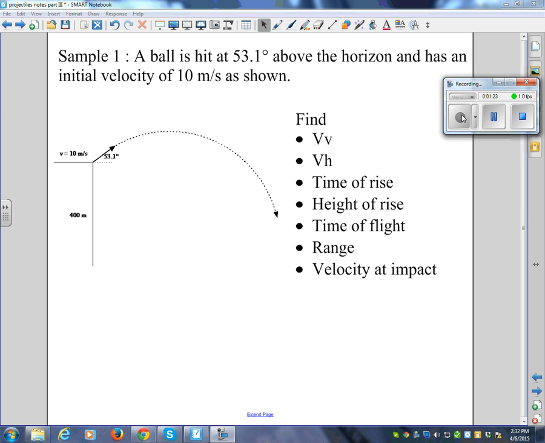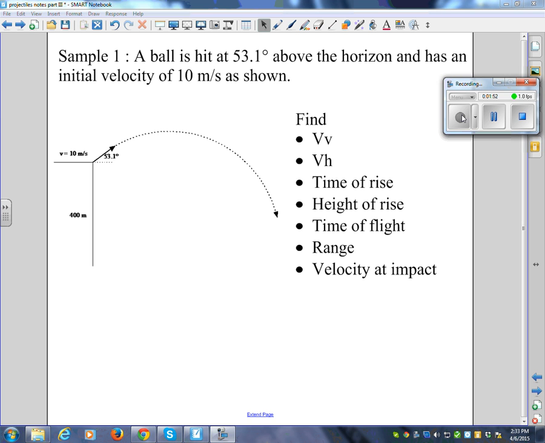Okay, so here we have a ball, maybe it's a baseball, a golf ball, doesn't really matter, some sort of projectile. It's hit at 53.1 degrees, which is a really weird angle. I will explain why, and you will see shortly why 53.1 was chosen. Above the horizon, ATH, and has an initial velocity of 10 meters per second as shown. Find the vertical component, the horizontal component, the time of rise, the height of rise, the time of flight, the range, and the velocity of impact.